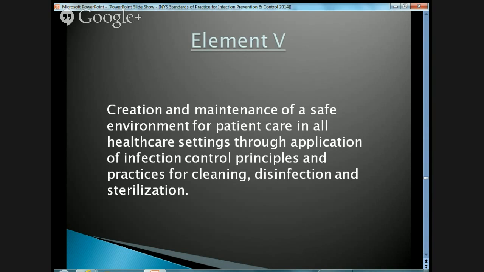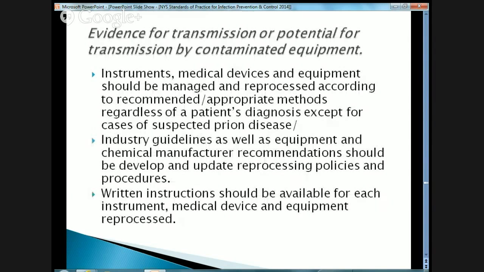Creating and maintaining a safe environment for patient care facilities in all patient care settings, and the application of infection control principles and practices for cleaning, disinfecting, and sterilization. Instruments must be cleaned by industry guidelines. Always look at any piece of equipment that you have. Always look at what the manufacturer's guidelines are. That will save you if there is a lawsuit. Believe me, there are lawsuits.